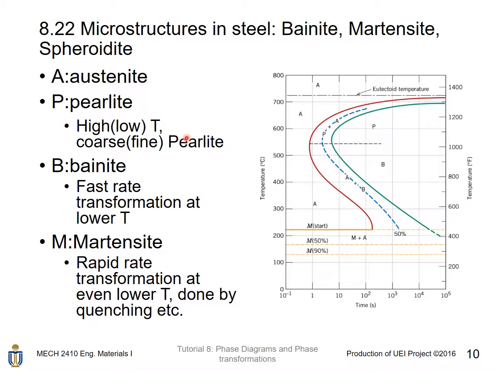Bainite is at a temperature even lower than the temperature for pearlite formation. For martensite, it is at a temperature even lower than bainite. It is a rapid transformation at even lower temperature, done by some process such as quenching. You can see from the TTT diagram here, at the higher temperature, it will form pearlite. At the lower temperature, it will form bainite. But at the lowest temperature, it will form martensite.